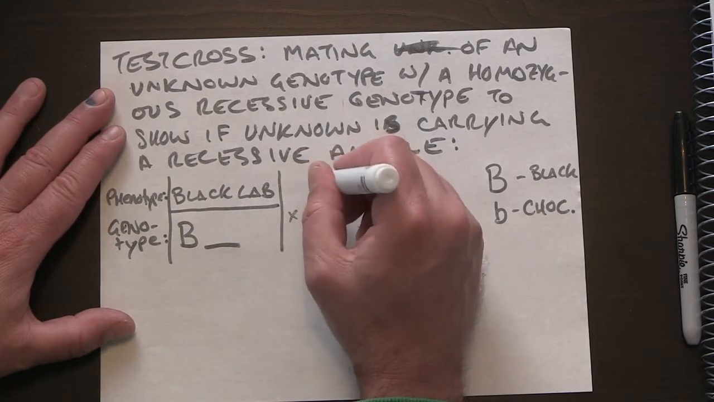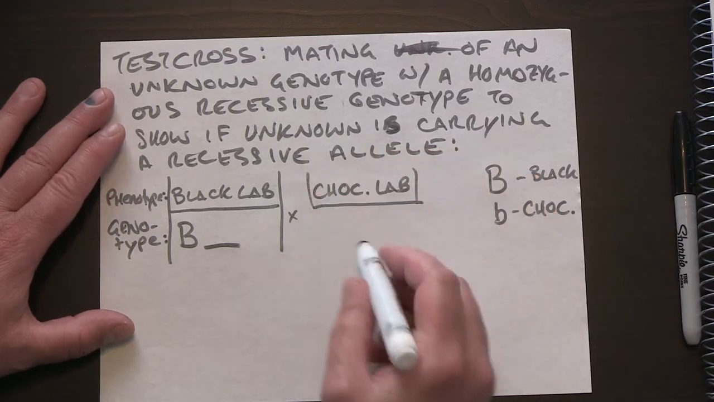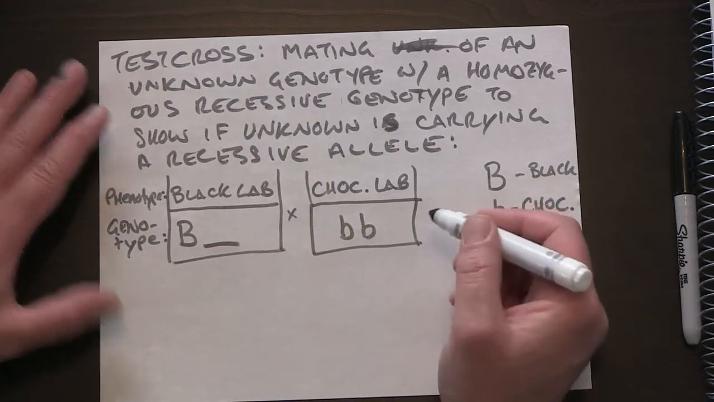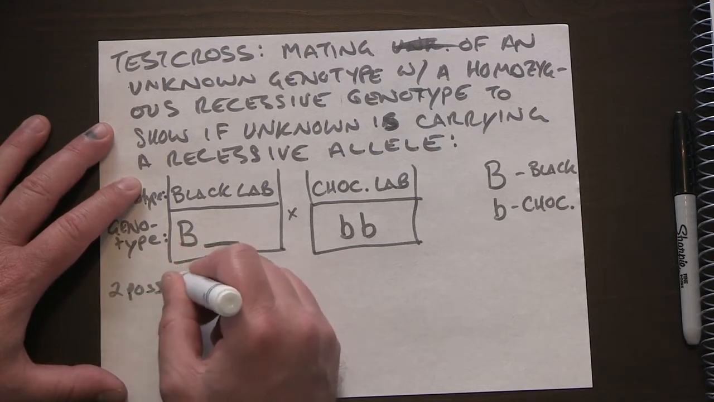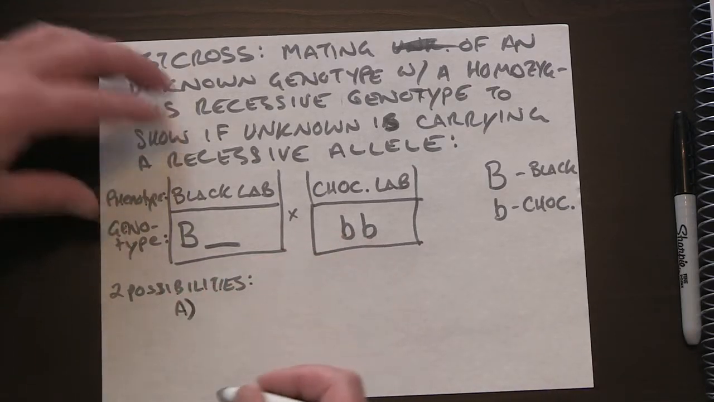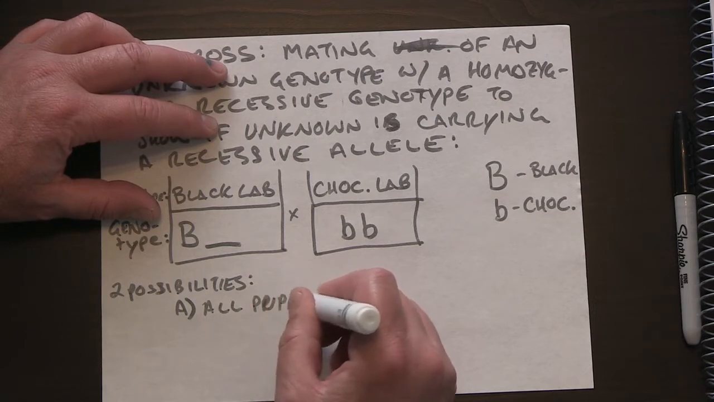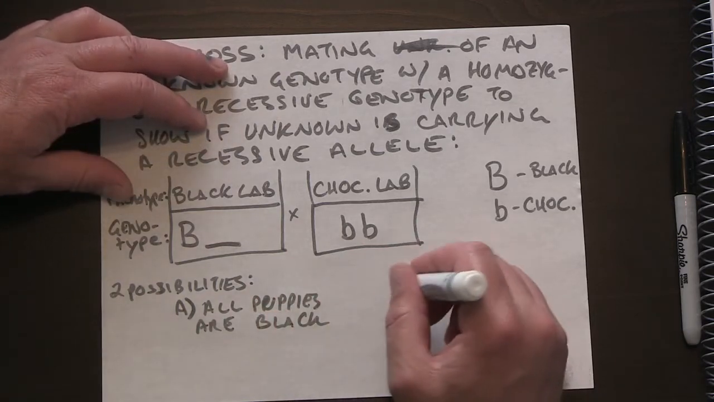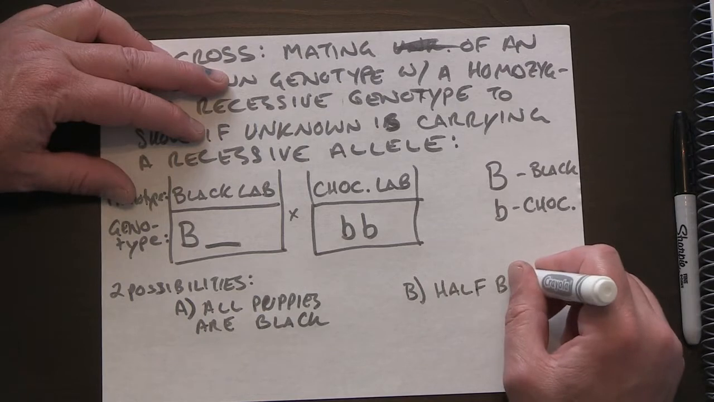What we're going to do is mate it with a chocolate lab. And its genotype has to be little b, little b, right? So let's say we do that mating. There are two different possibilities. Let's say this is possibility A: all the puppies are black. Possibility B: half are black and half are chocolate.